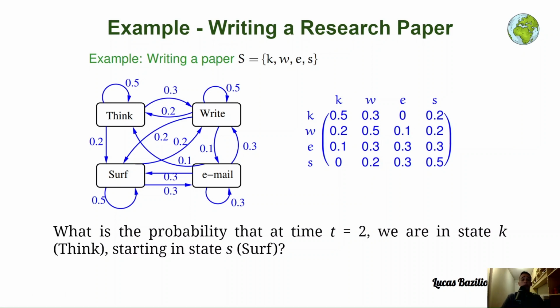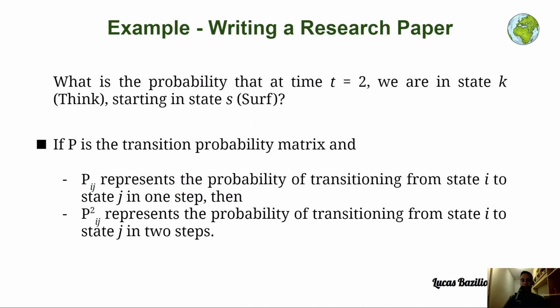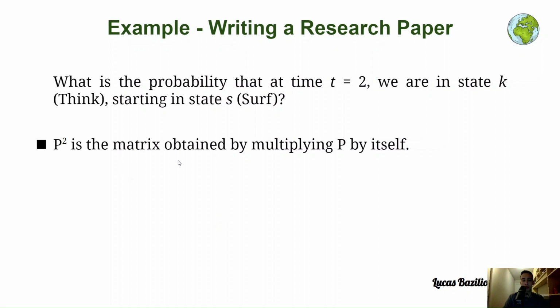Well, we can compute this if we have the transition probability matrix. And it is very simple. Note that if P is the transition probability matrix and P sub ij represents the probability of transitioning from the state i to the state j in one step, then if we compute P squared sub ij, this represents the probability of transitioning from the state i to the state j in 2 steps. And recall that P squared is the matrix obtained by multiplying P by itself.